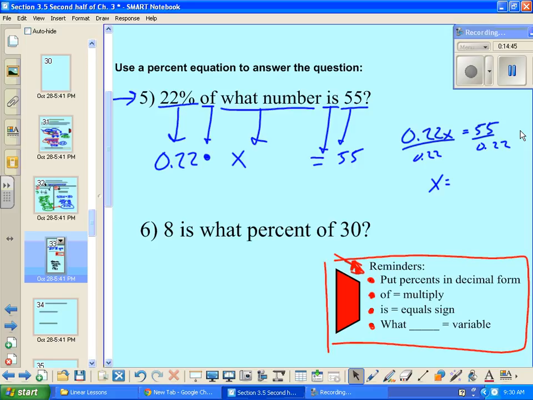Again, notice though I changed the percent into a decimal at the beginning of the problem. That is something I have to take into account in these types of problems also. 55 divided by 0.22 gives me 250, a nice round answer. And I think that answer seems to make sense for our problem, so good, 250.